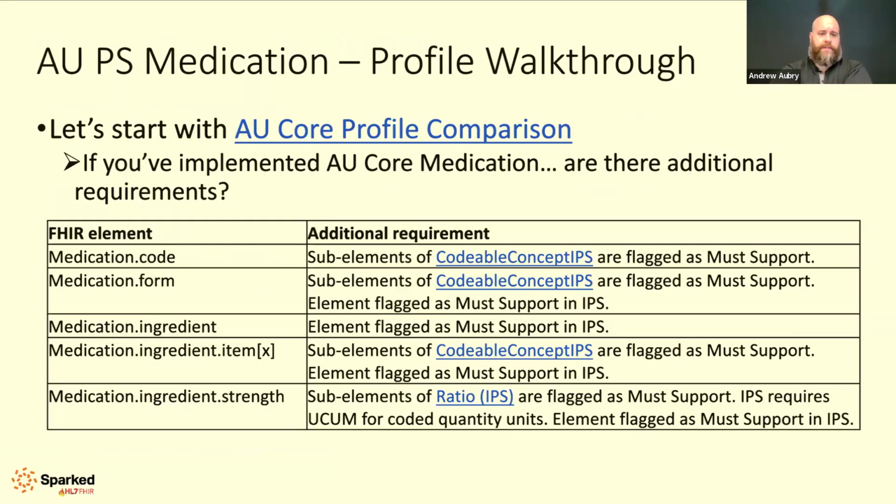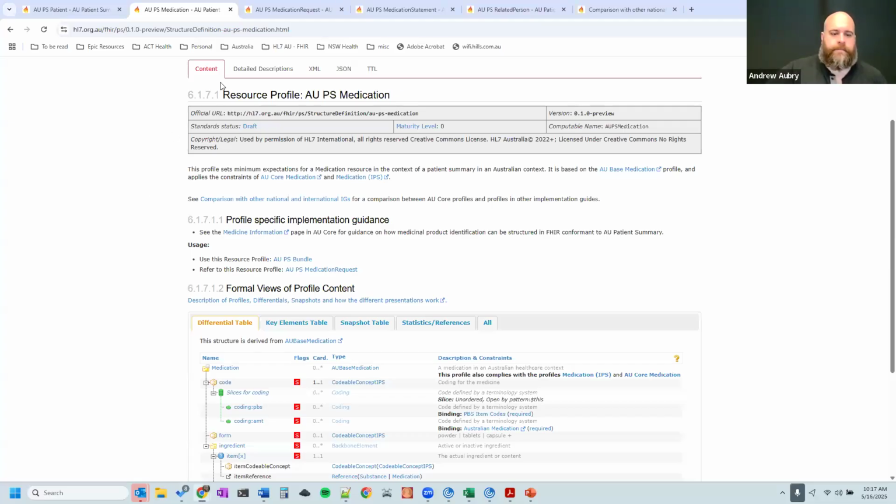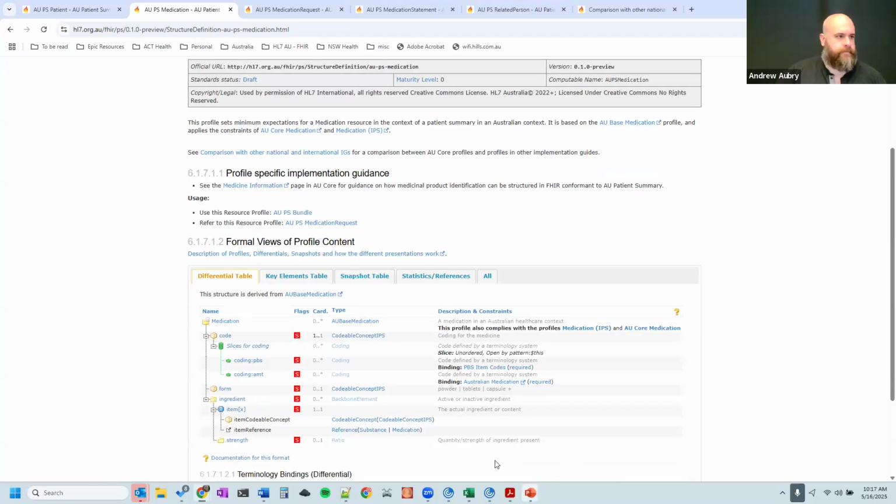So first up is the AU Patient Summary medication profile. I will share my screen really quick. On this slide so far are some of the core, yeah, I'll share mine. Okay, you can all see that? All right.